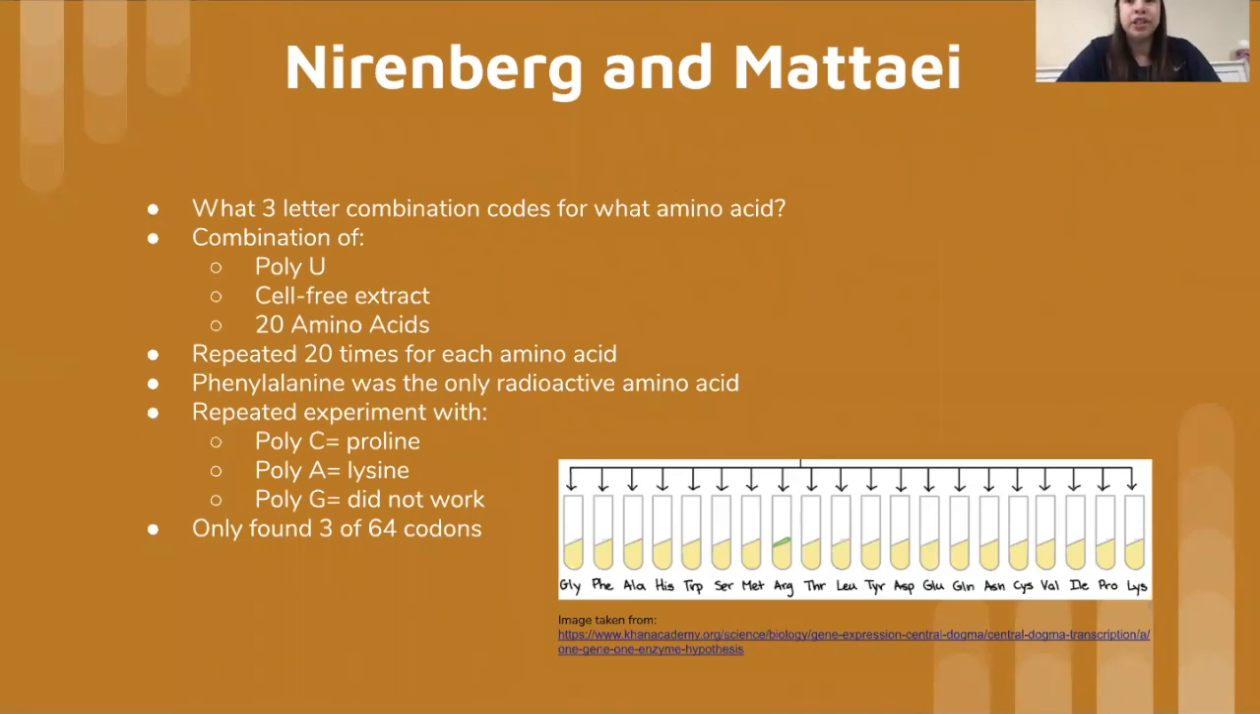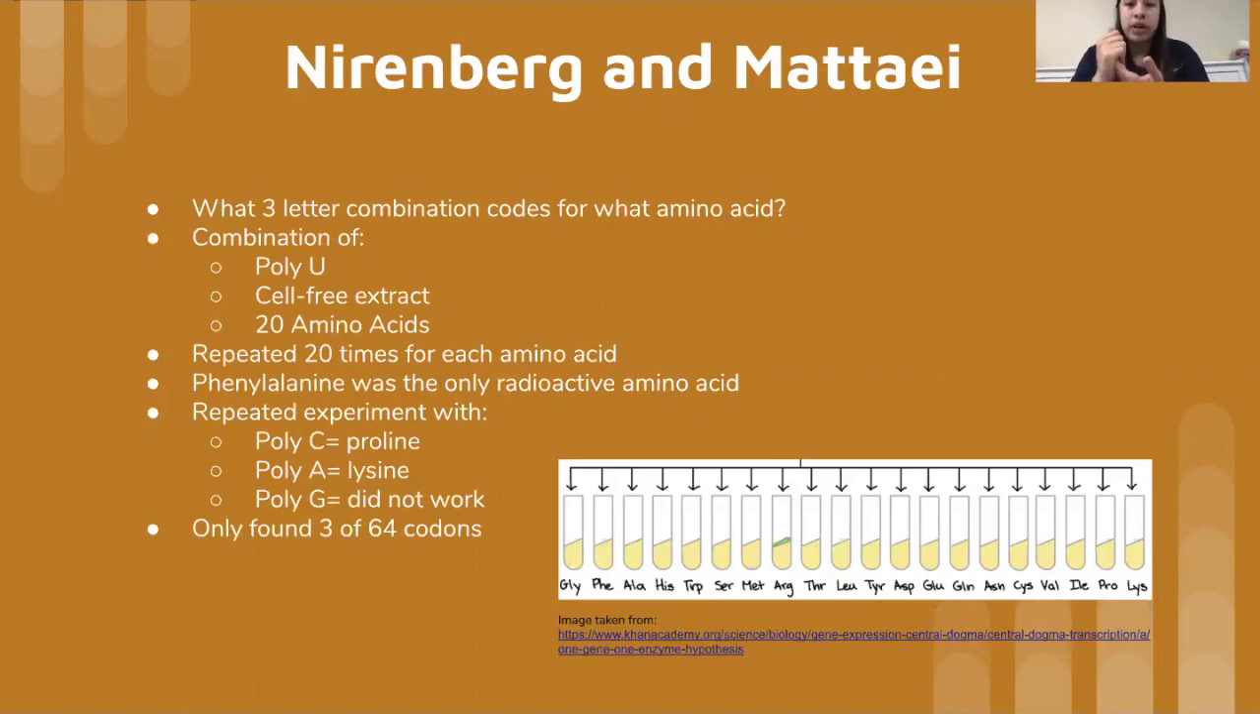So they had a string of poly-U's. And then they had cell-free extracts, so they took a cell and took everything in it and put that into a tube along with the poly-U. Then they took each of the 20 amino acids and put those into the tubes. So they repeated this 20 times in order to cover each of the 20 amino acids.